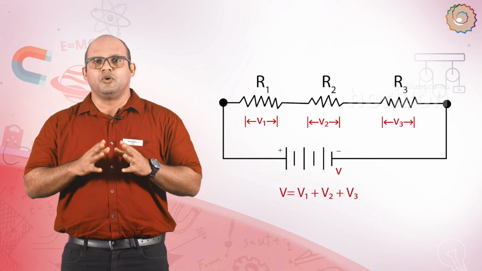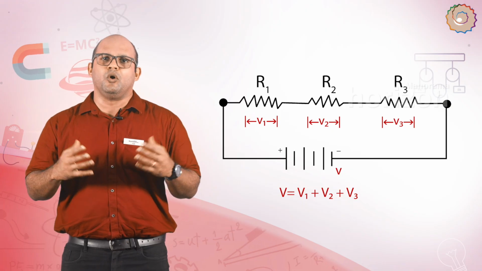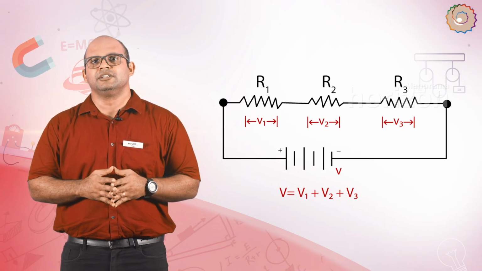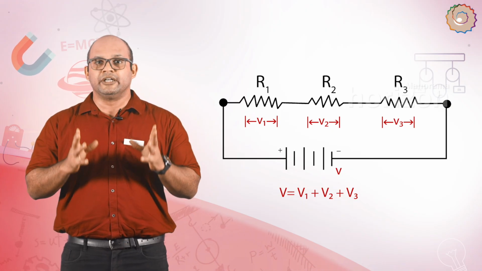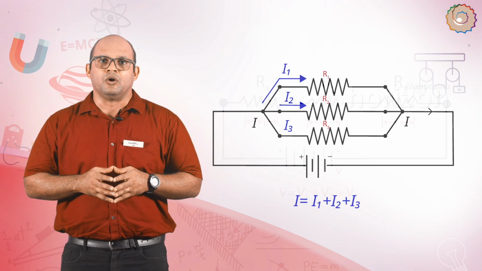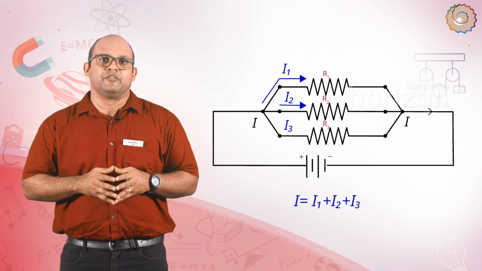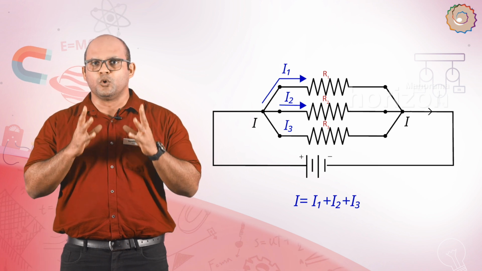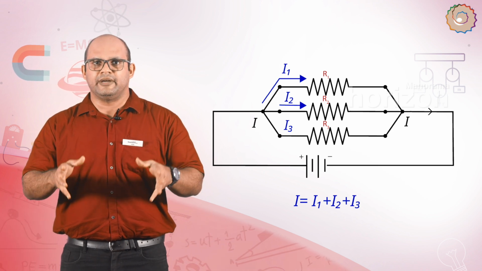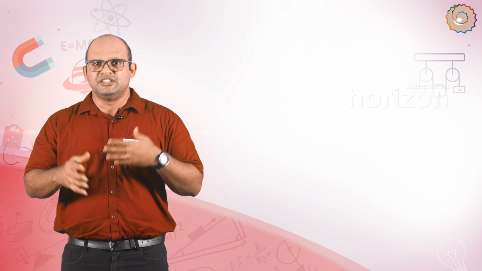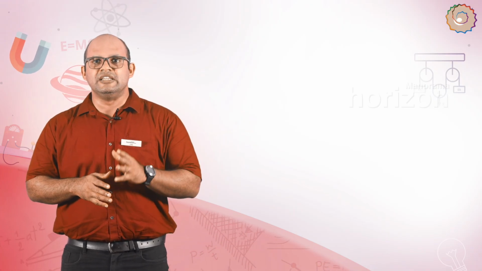The sum of all the voltage drops across all the resistors in a series circuit is equal to the total potential offered by the battery. On the other hand, the sum of all currents in a parallel arrangement of resistors is equal to the total current being supplied by the battery. Now let's use this information to derive the equivalent resistances of series and parallel resistor combinations.